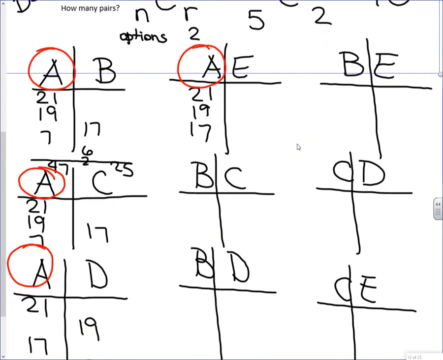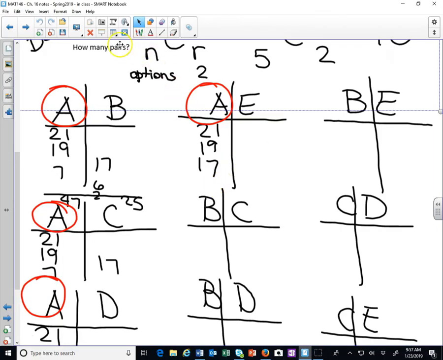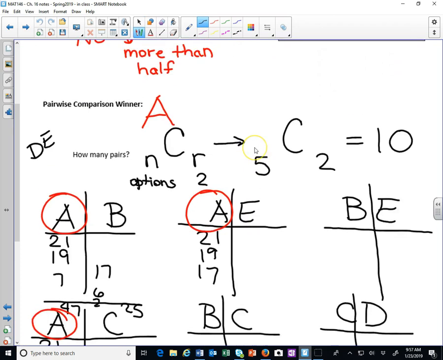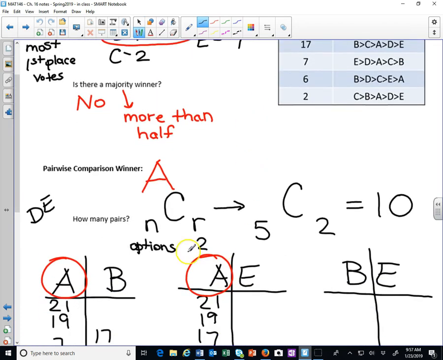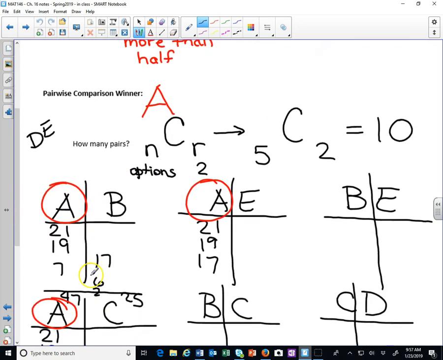But luckily, usually when you're doing these, you can sometimes get away with not doing all the pairs because sometimes it becomes evident who's going to be the winner. And that's kind of what happened in this case. So for ours here, I did all these different pairs. So I just wrote out all the ones we would have to do.